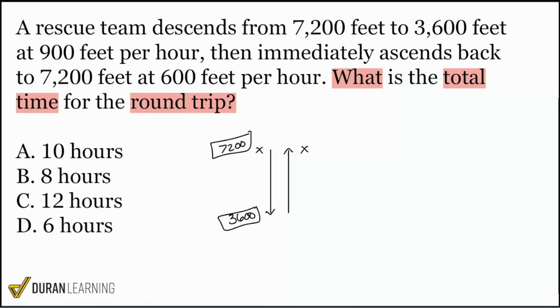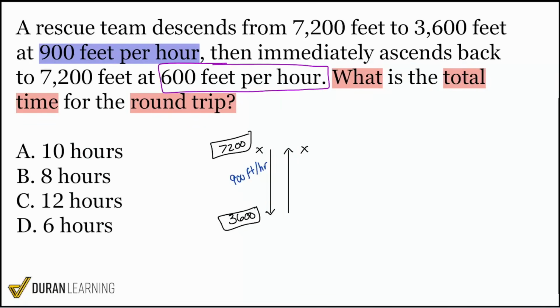So on the way down, one thing that I noticed is this. I noticed that going down or descending, that's 900 feet per hour. So I'll write down, we're going down again at 900 feet per hour. And then going back up, everyone, what was that rate going up? Yeah, that's going to be listed right over here at 600 feet per hour.